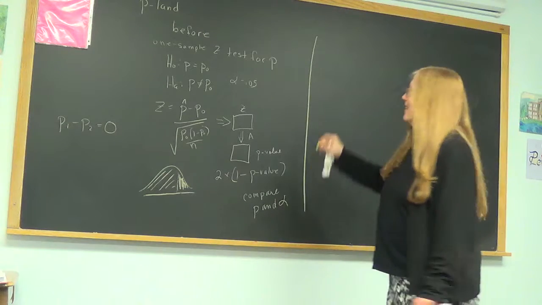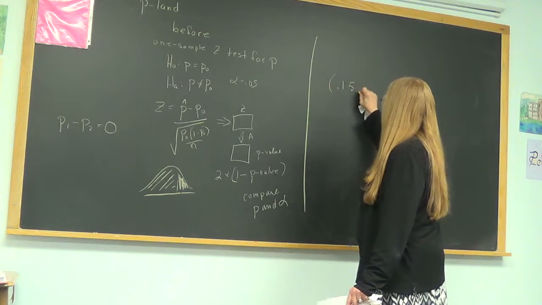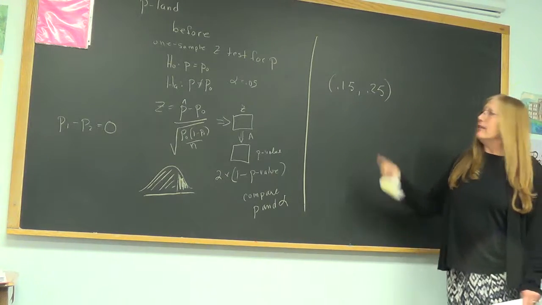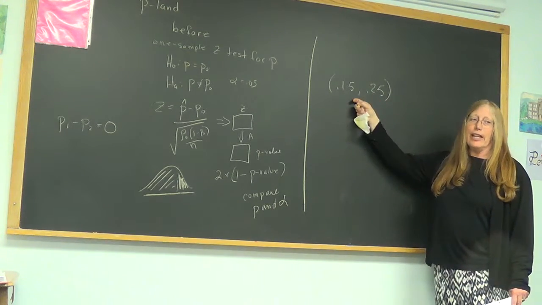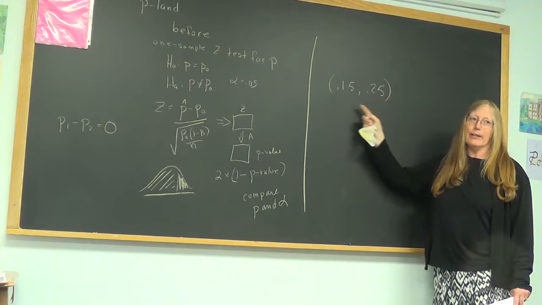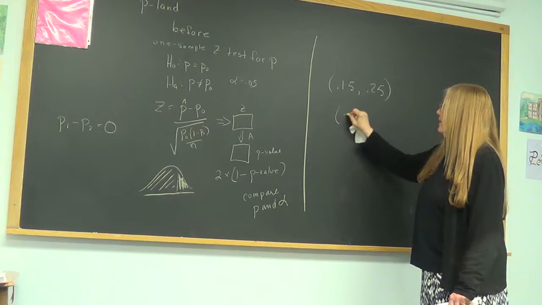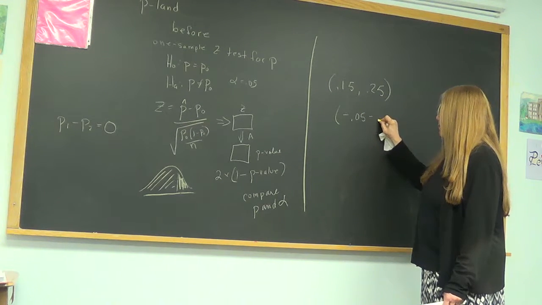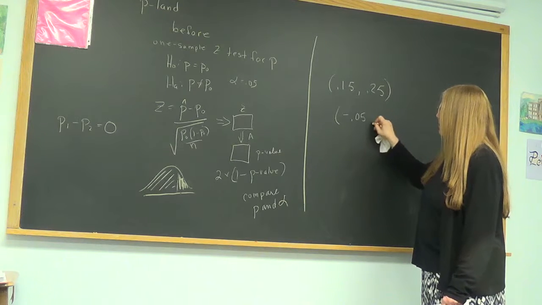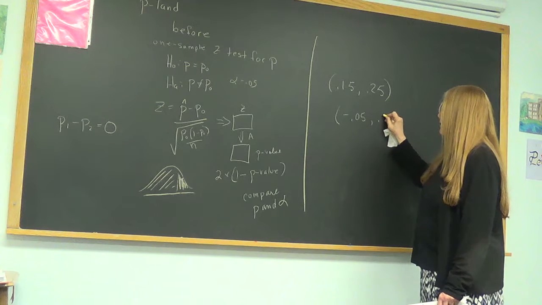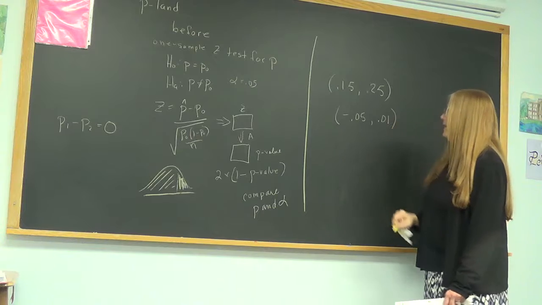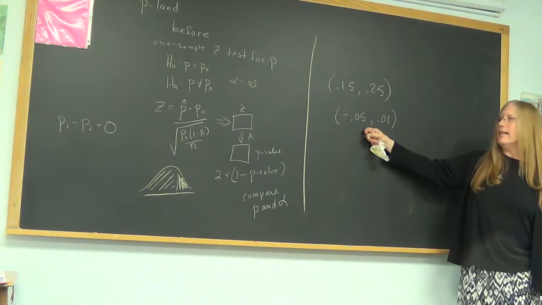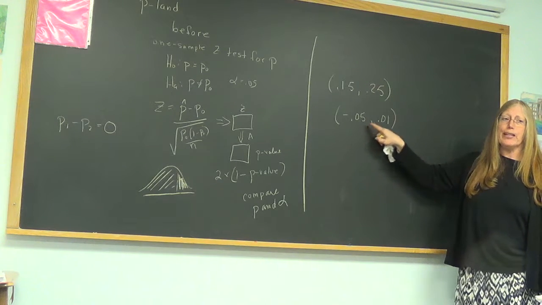If there's a confidence interval, say like this, and they ask, is there evidence that there is a difference? The answer is yes, because 0 is not in there. But if it goes from minus 0.05 to positive 0.01, then 0 is in that interval, so it is possible to say that there's no difference, because a plausible answer is 0.